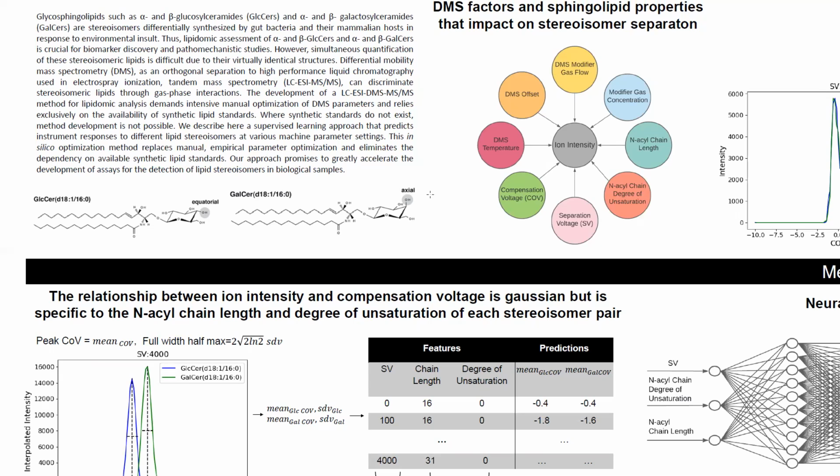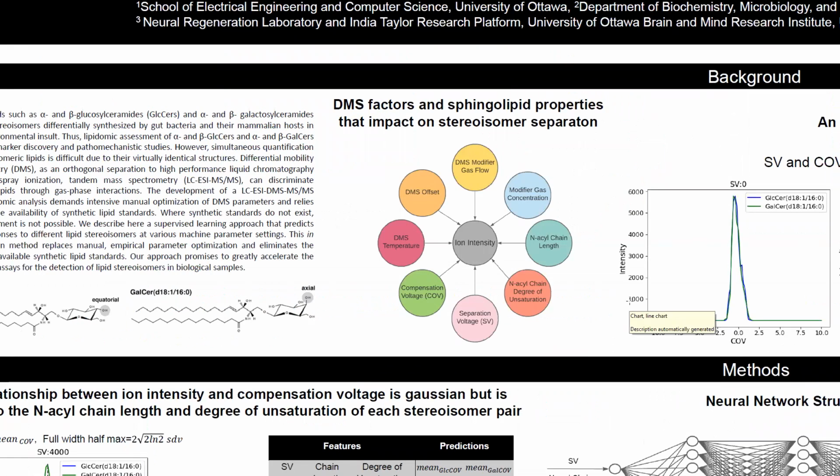However, simultaneous quantification of the lipid pair is difficult, as they have the same mass-to-charge ratio and retention time. One method to achieve this is by using differential ion mobility spectrometry, or DMS, which applies a set of voltages to provide orthogonal separation to ESI-MS-MS. With that being said, selecting the optimal DMS parameter value is challenging.